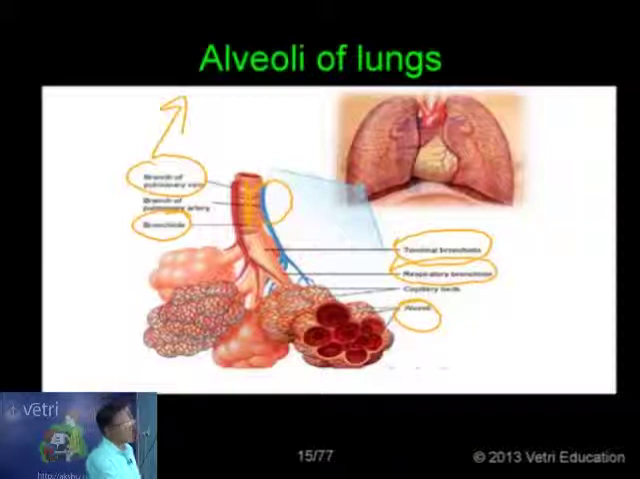So you have the cluster of air sacs, and above them you see a network of capillaries, anastomosing, highly branched capillaries, for easy and efficient exchange of gases between the blood and the alveolar gas.